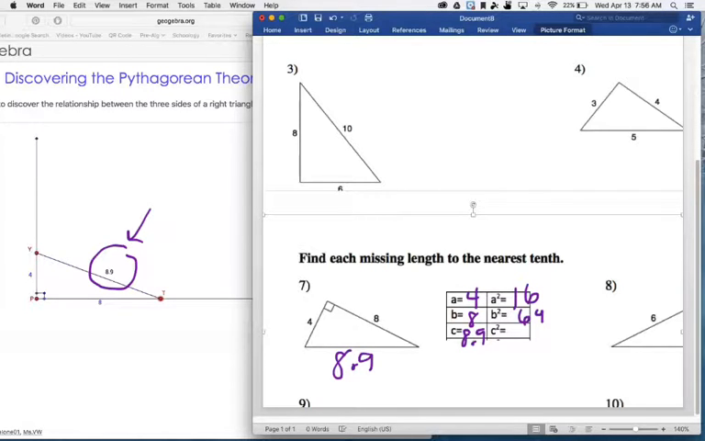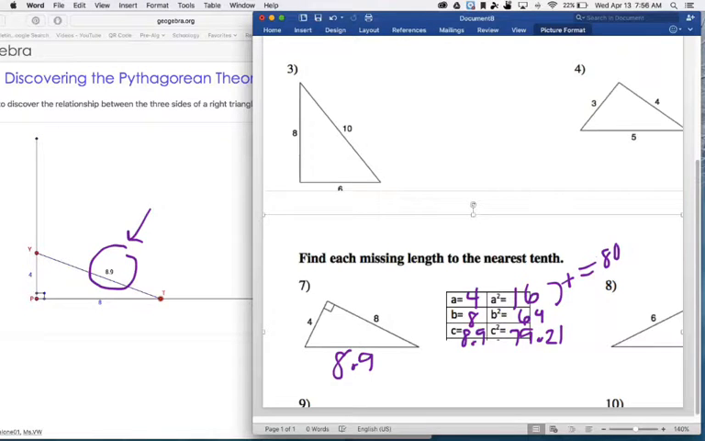I get 79.21. And what you'll notice is if I add 16 plus 64, I get 80. And that's very close to 79.21. So that shows, and that could be a difference of the computer rounded to 8.9, and really it was 8.945, whatever, and that would have gotten us to 80. So because of the rounding, it might not be perfect.